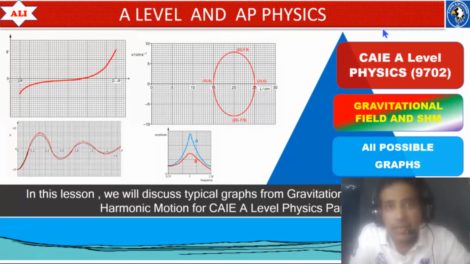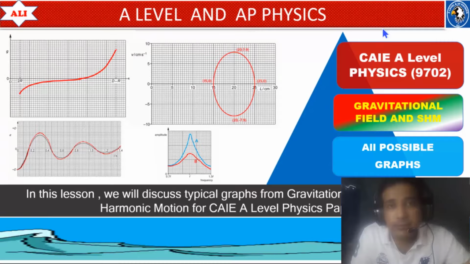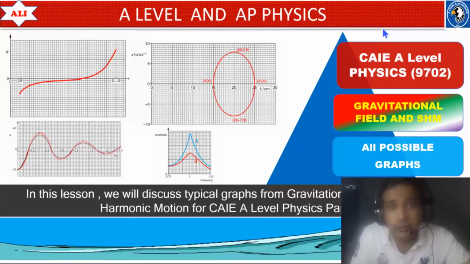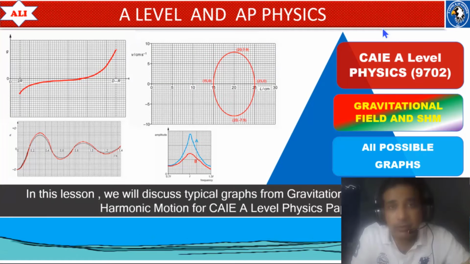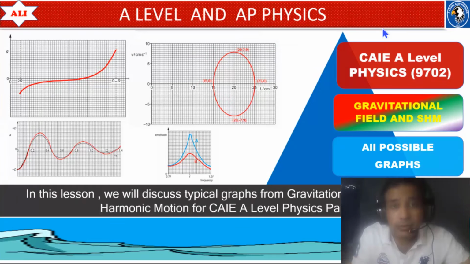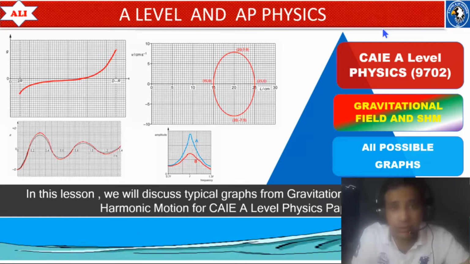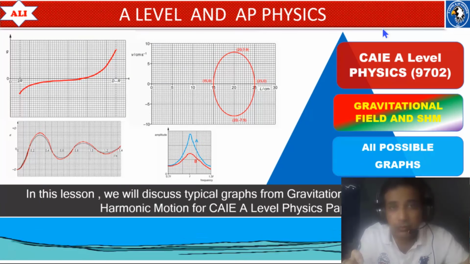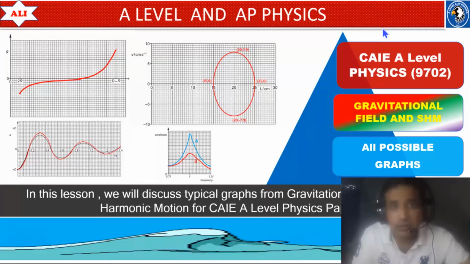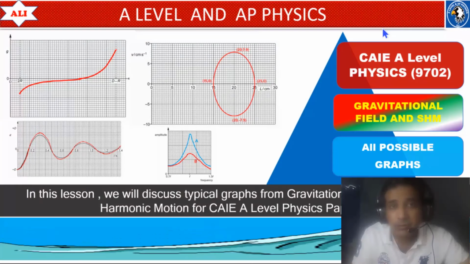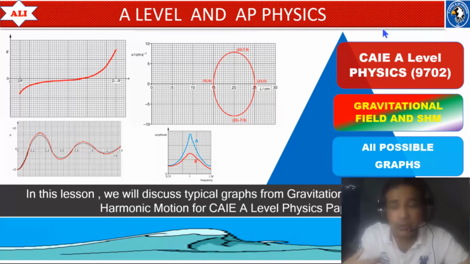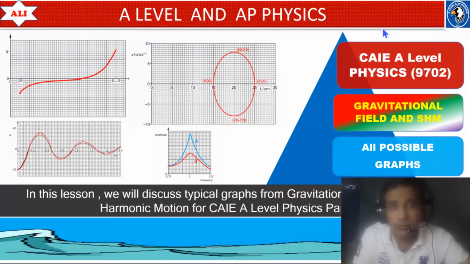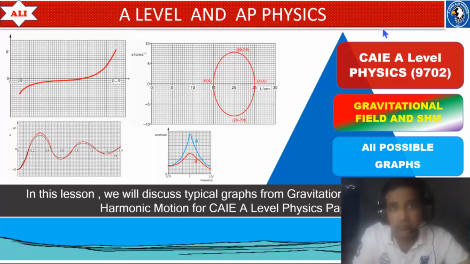Welcome to A-Level and AP Physics. In today's lesson, we will discuss all possible graph questions from gravitational field and simple harmonic motion. We will discuss these questions in detail as we always do, so you can improve your conceptual understanding of gravitational field and simple harmonic motion, and also have a better understanding of graph questions from these two topics. Let's study together, let's improve together.